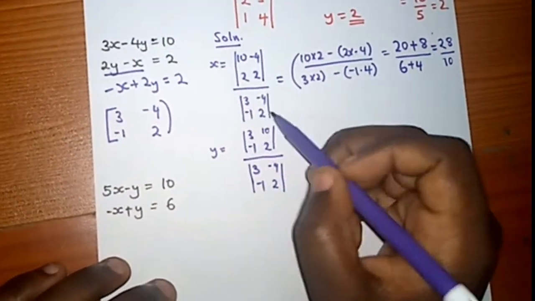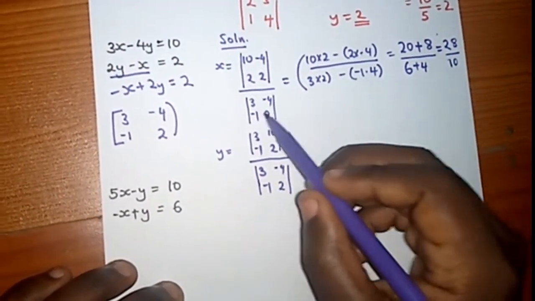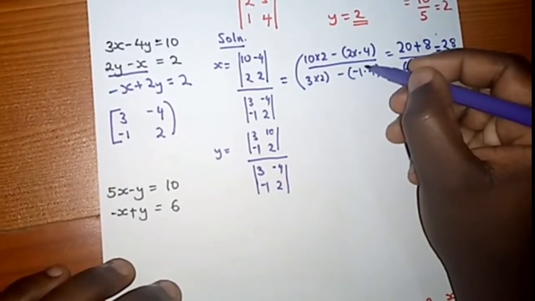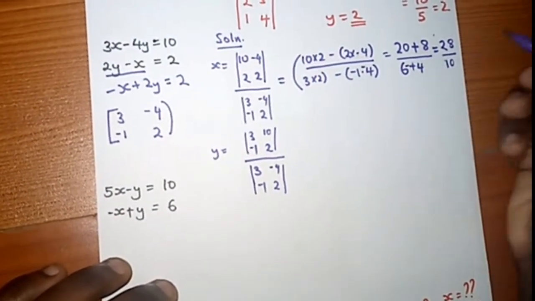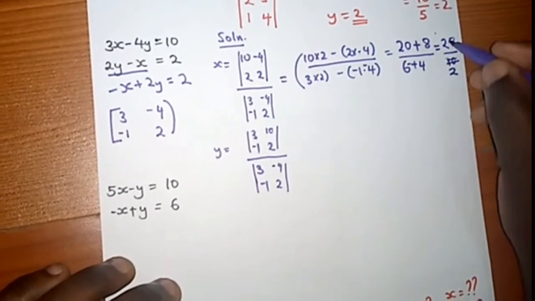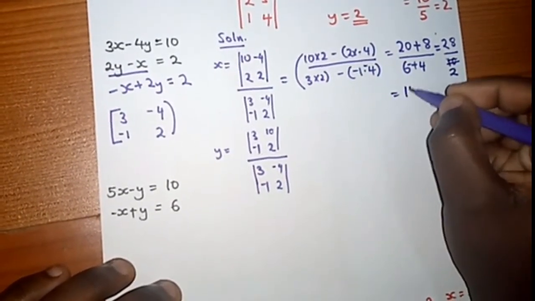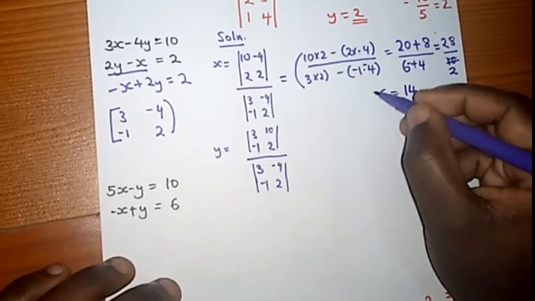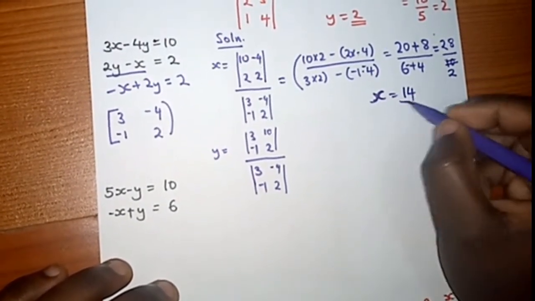Here I forgot a negative. This was supposed to be 3 times 2, minus negative 1 times negative 4. This was a negative here. So this is 6 minus 4. So this one is 28 out of 2, which is 14. Yes. So my value of x equals 14.